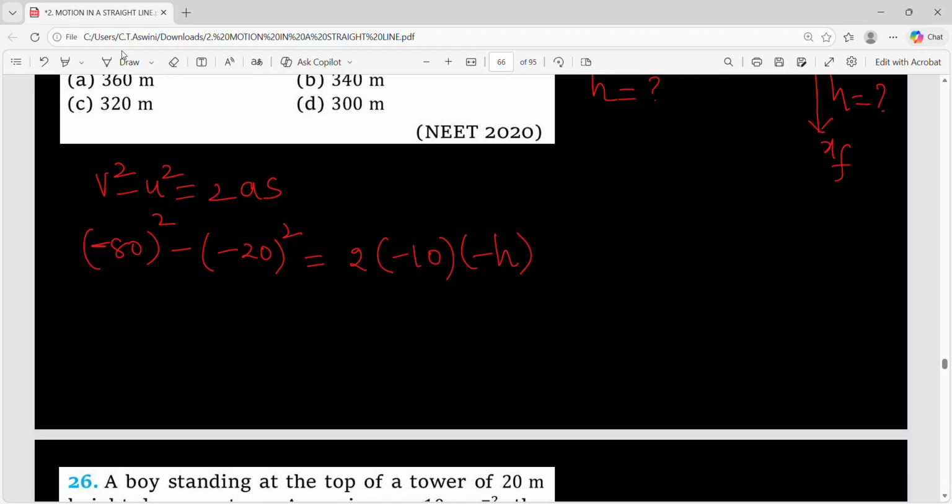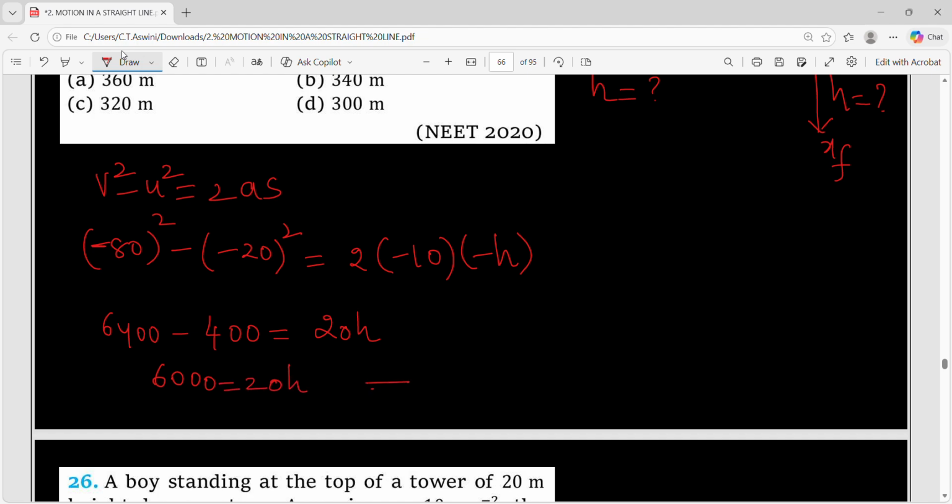This is the first problem, so I'm explaining with the sign convention. But next time onwards, you should be habituated. Now minus square is plus, so this is 6400. Again here minus square is plus, so you'll get 400. Minus into minus plus, so you'll get 20h. So what will you get? 6000 is equals to 20 into h.